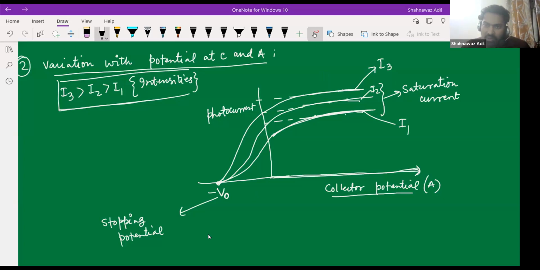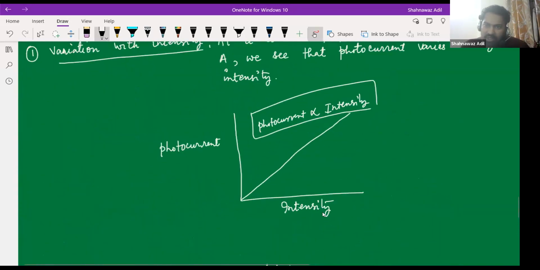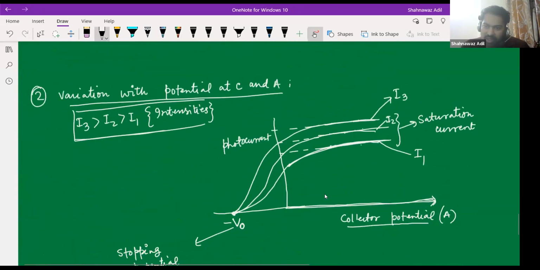Photo current, you see Maria, is changing. Photo current is changing due to different intensity, right? That we have already seen: that photo current is dependent upon intensity.